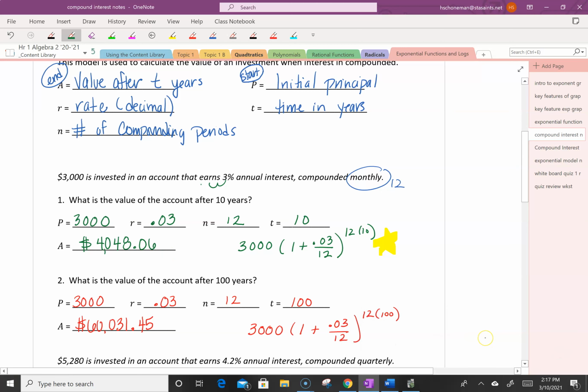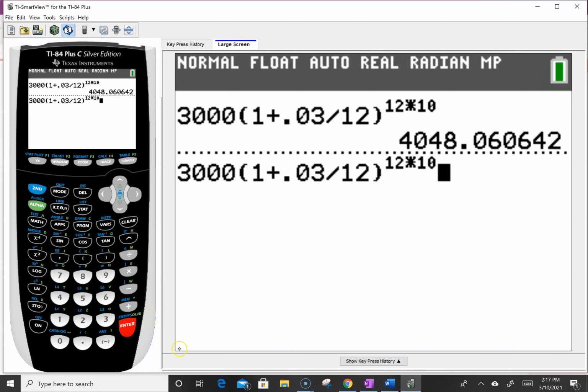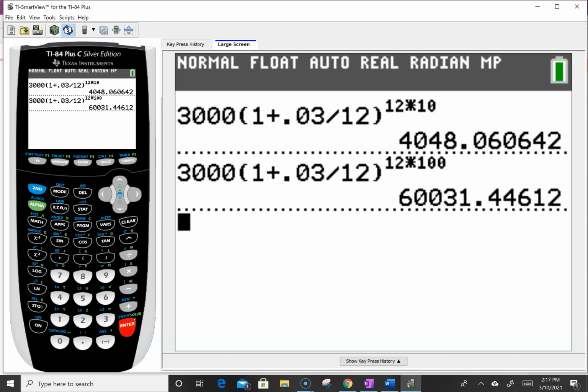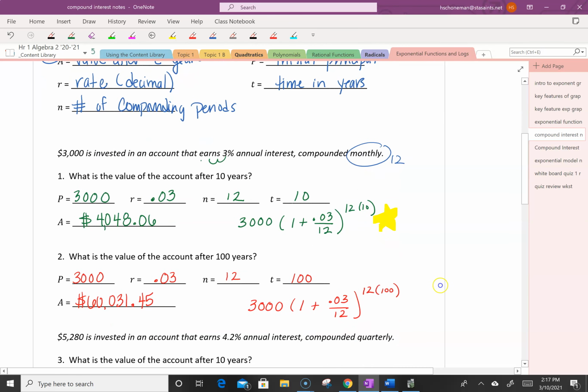Okay, now look what happens on this one. On the second one, it changes the time. So instead of 10, it's 100. Look what we can do now. This equation that we've got in our calculator is exactly what we need. We just need that 10 to be 100. So what we can do instead is hit second, enter, and go back, and that gives us our equation. Arrow to the right, and we can change that 10 to a 100, and now hit enter, and there's our answer, and we don't have to retype it all. Super convenient.